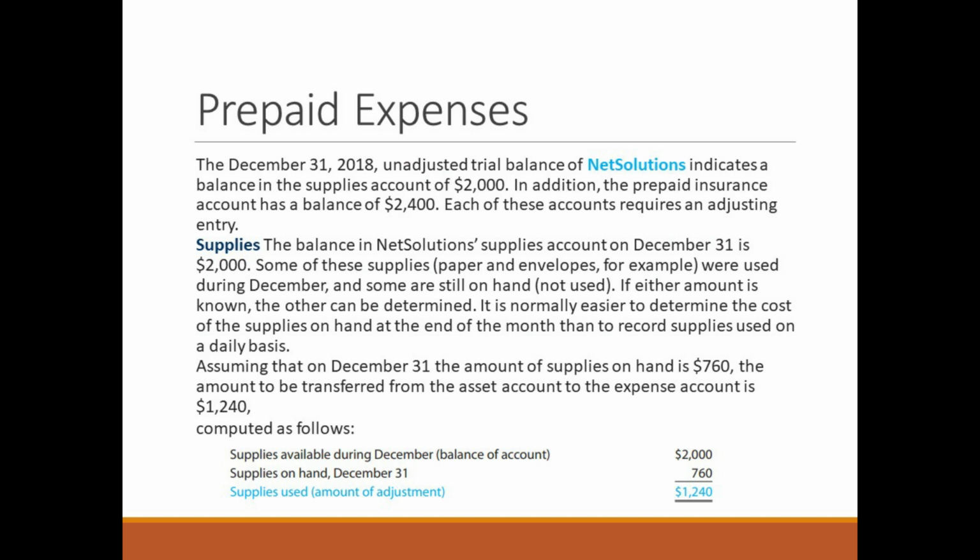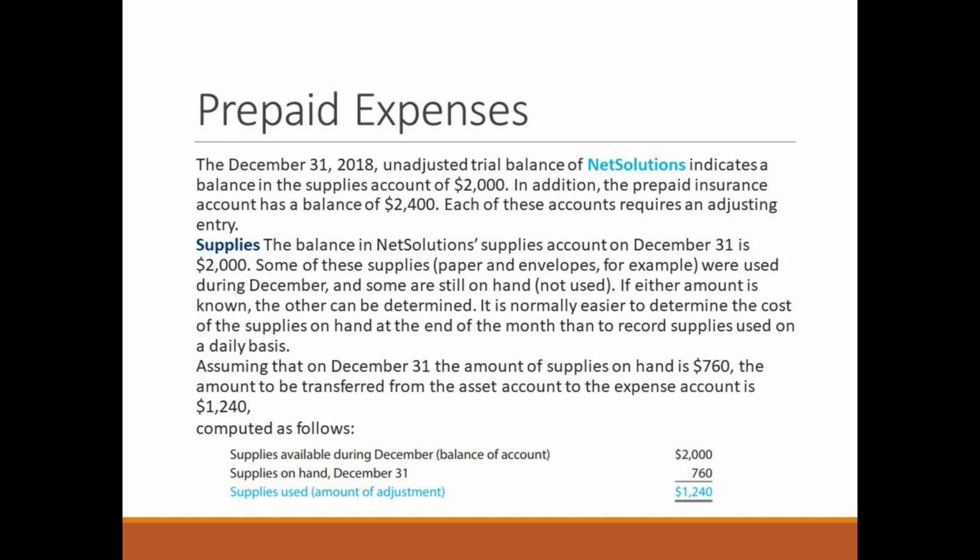Supplies. The balance in Net Solutions' supplies account on December 31st is $2,000. Some of the supplies, such as paper and envelopes, were used during December and some are still on hand or not used. If either amount is known, the other can be determined. It is normally easier to determine the cost of the supplies on hand at the end of the month than to record supplies used on a daily basis.